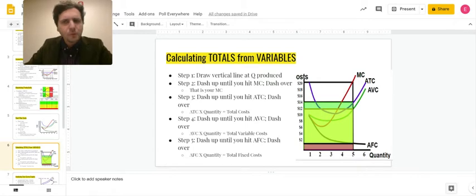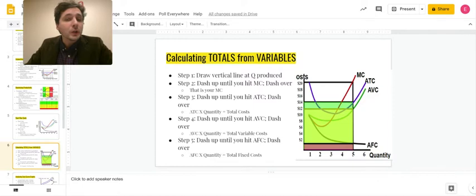So the first thing you do when you have all these curves, they look like gobbledygook, nonsense, right? The first thing you do is draw a vertical line for the quantity from the bottom to the top, and then that will tell you everything you need to know. These are all plotted points, right? That's why these graphs look this way. So if you know your quantity, then you can find the plotted point, and that will give you the information you need.